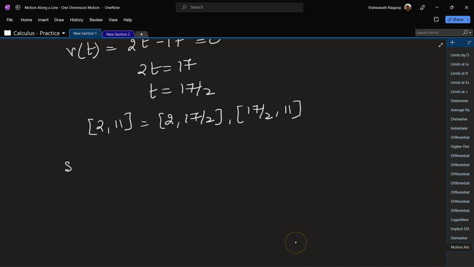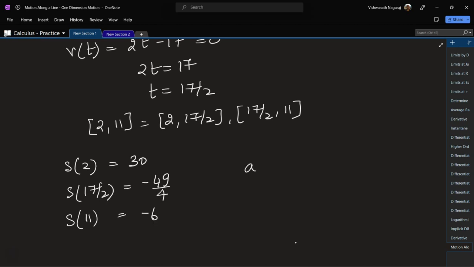Again, take the endpoints and figure out the displacement. So S of 2 is going to be 30, S of 17 by 2 is going to be minus 49 by 4, and S of 11 is going to be minus 6.